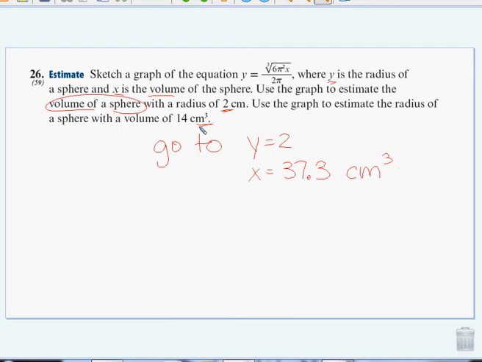Now the next part, it says use the graph to estimate the radius of a sphere with a volume of 14. Okay, so in this case, when we've been given the volume, remember x is the volume, right? So now this time we're going to go to where x is equal to 14, and by the way, that's 14 cubic centimeters. And so now we want to know what the radius is at that point. So obviously our answer is going to be in centimeters. So let's go back to Desmos and find out where x is equal to 14.